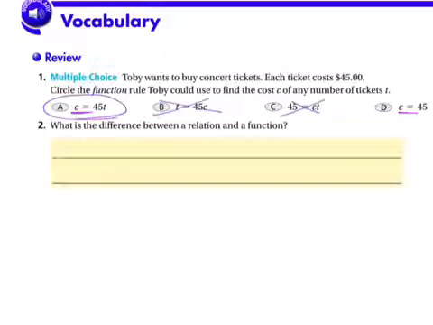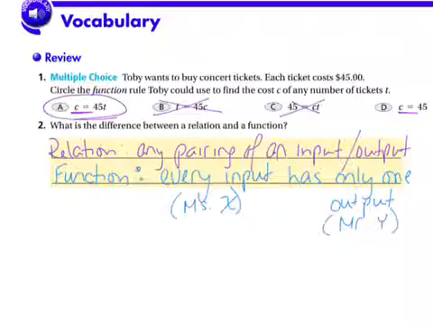What's the difference between a relation and a function? Well, a relation is any pairing of an input and an output, or of an x and y, whereas a function is a relationship where x only has one y, where an input only has one output.